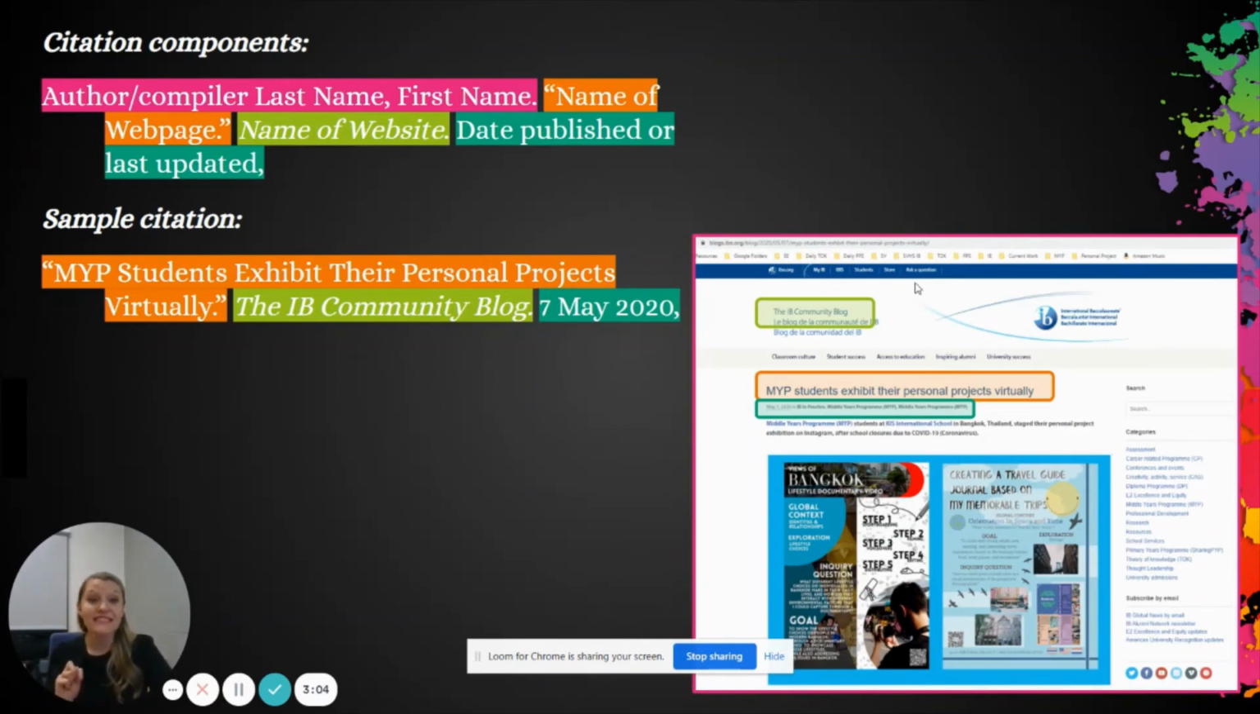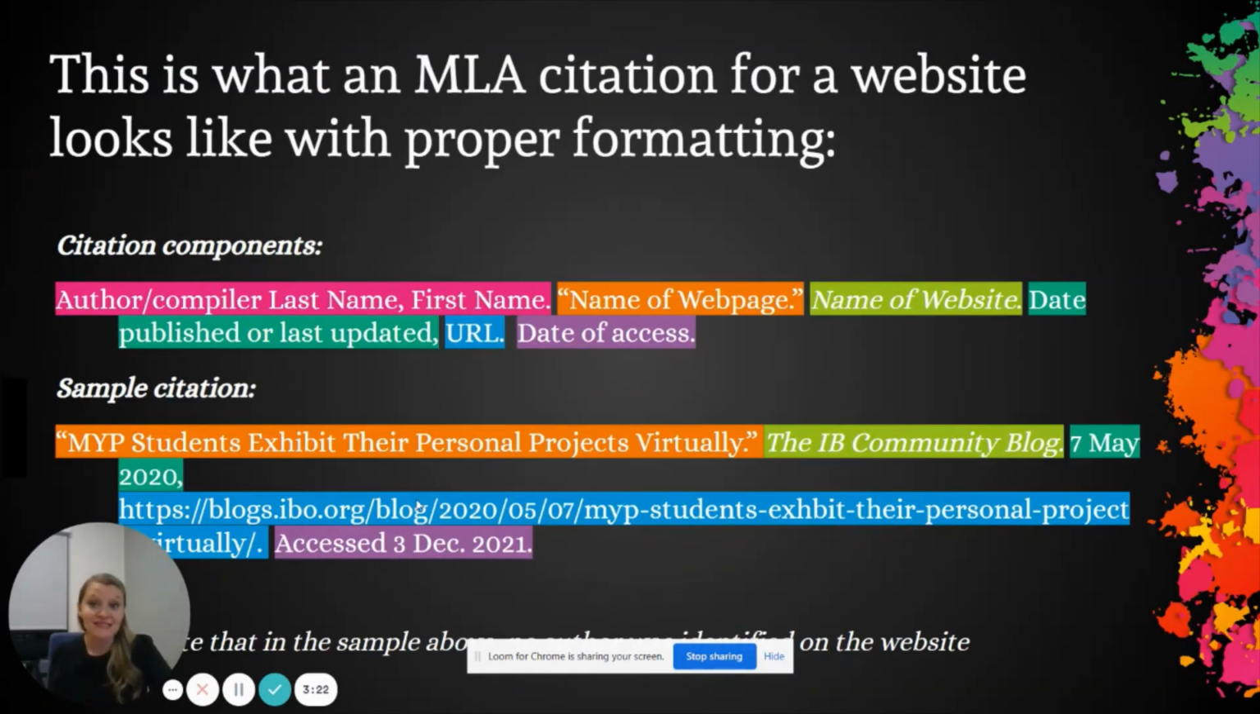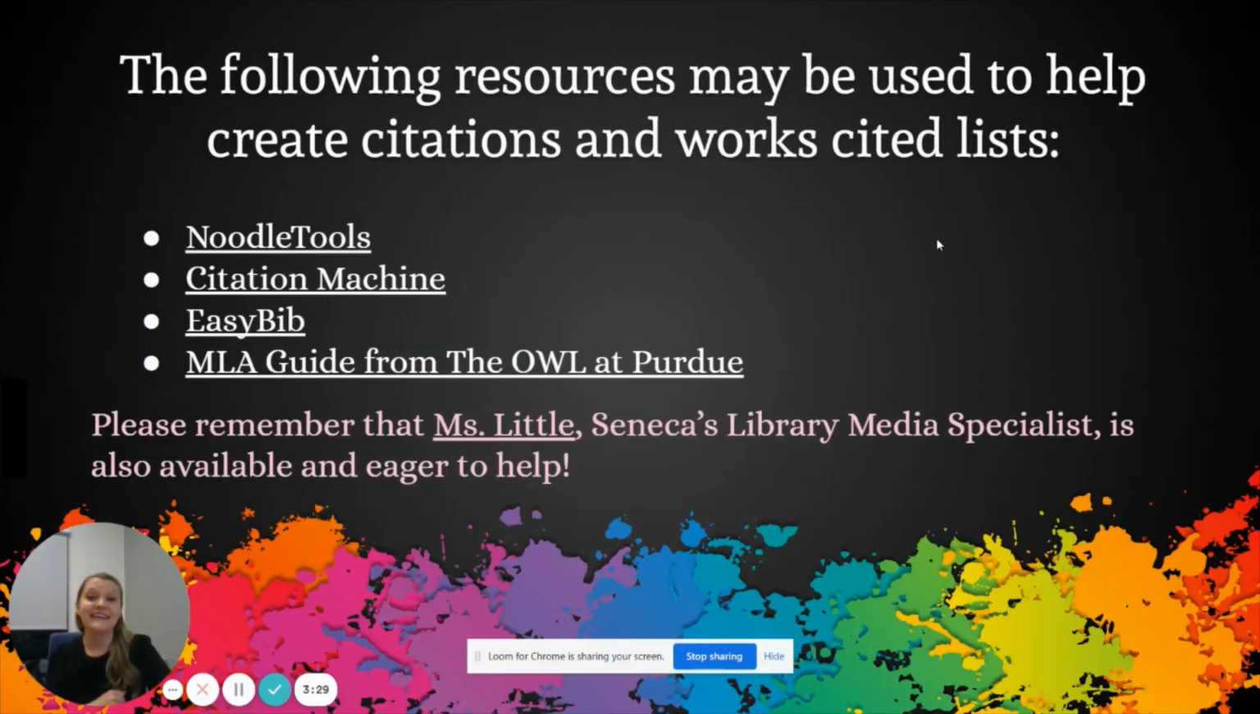Then I'm going to add the date published. And so the date published down here right below the name of the web page is the date. And so it was May 7th, 2020. Then I'm going to add the URL. You can copy and paste that from your URL bar at the top. And then last I would do when I accessed it. So accessed the 3rd of December, 2021. And then this would be my complete citation.